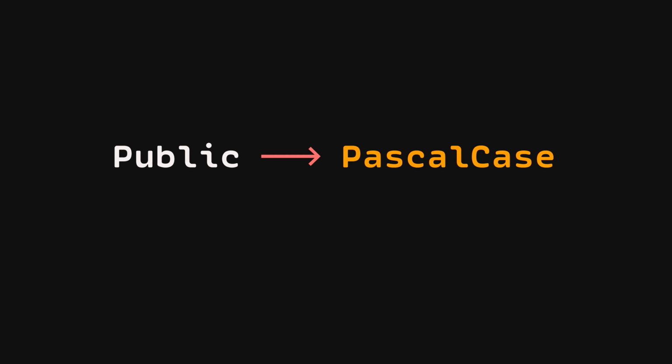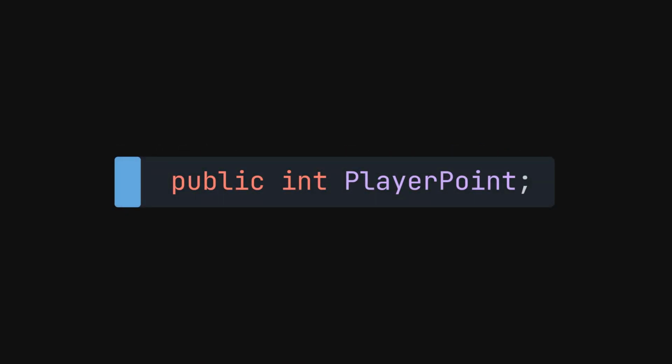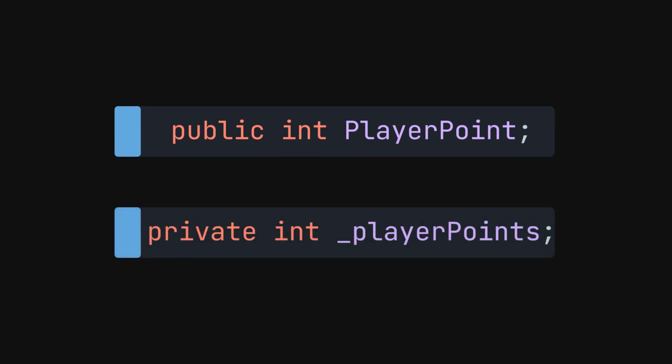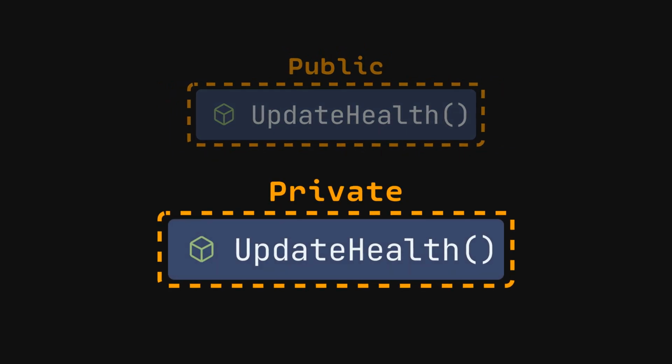In C#, it's a common practice to use Pascal case for public variables, and both public and private methods, and camel case for private variables. Here we can see how the public field is using Pascal case, while the private uses camel case. Methods, as mentioned, always use Pascal case both when they are public or private.